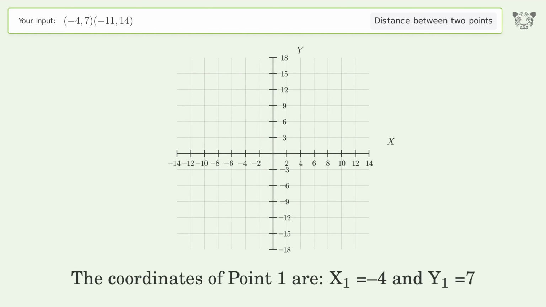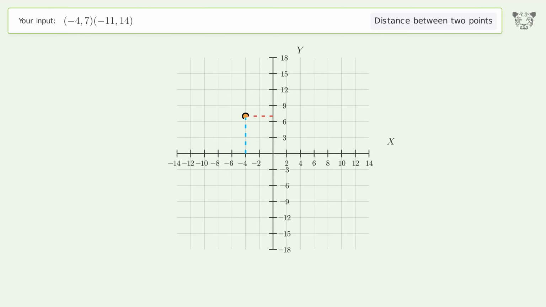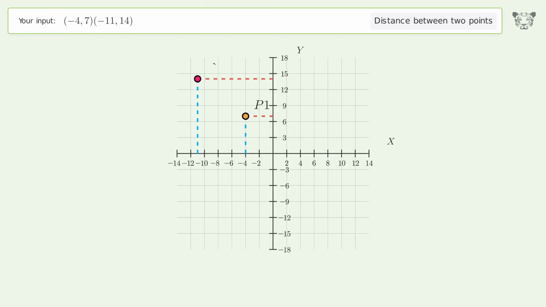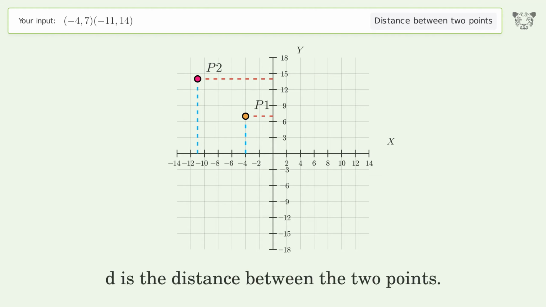The coordinates of point 1 are, x1 equals -4 and y1 equals 7. The coordinates of point 2 are, x2 equals -11 and y2 equals 14. D is the distance between the 2 points.